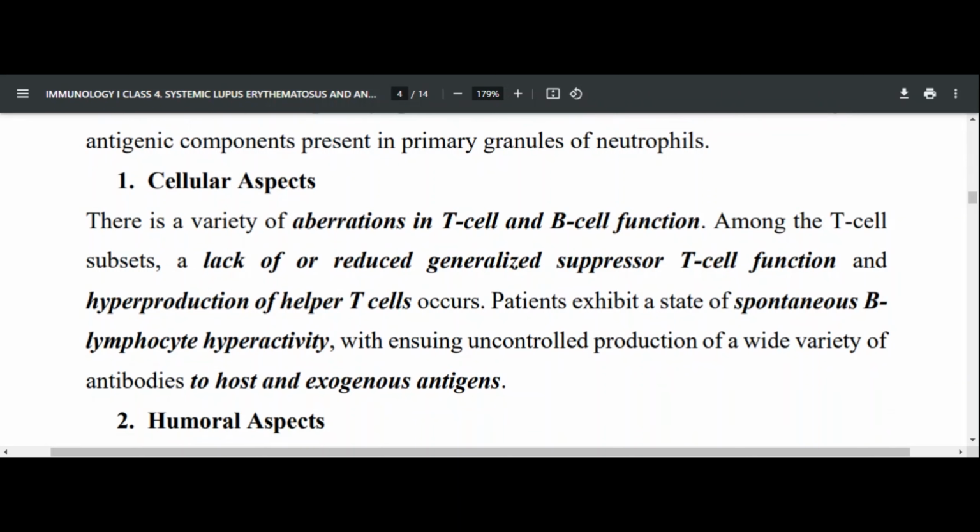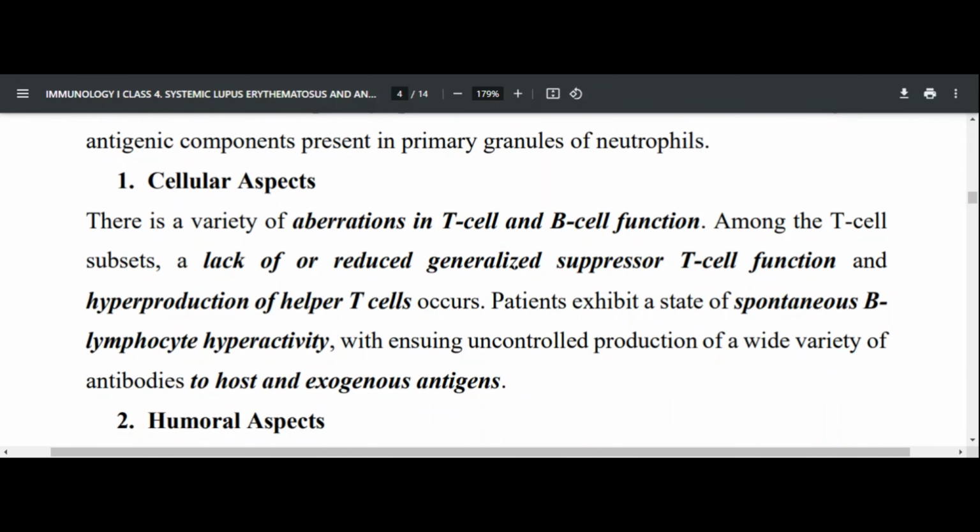T cells have to function, but when T cell function becomes exaggerated, there must be a suppressor protein to suppress the function of T lymphocytes. But in this case, there is no suppressor protein to suppress T lymphocytes. So the patient will also exhibit spontaneous lymphocyte hyperactivity. What is hyperactivity? It means hypersecretion of different autoantibodies. All of this is going to cause problems to the host at the cellular level.